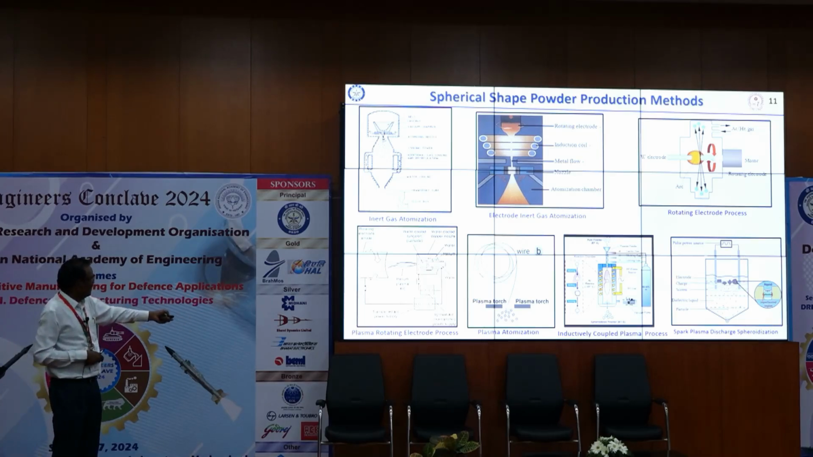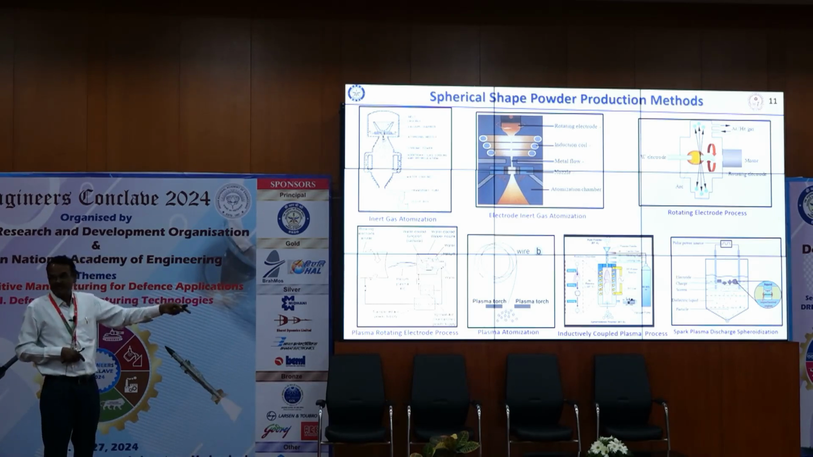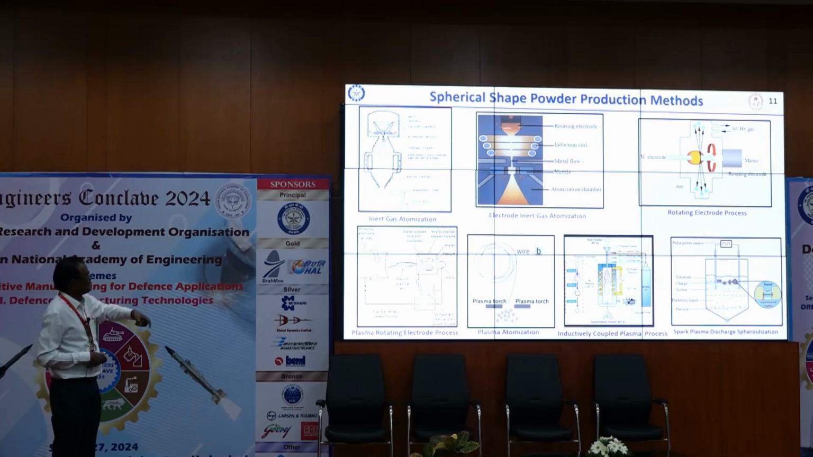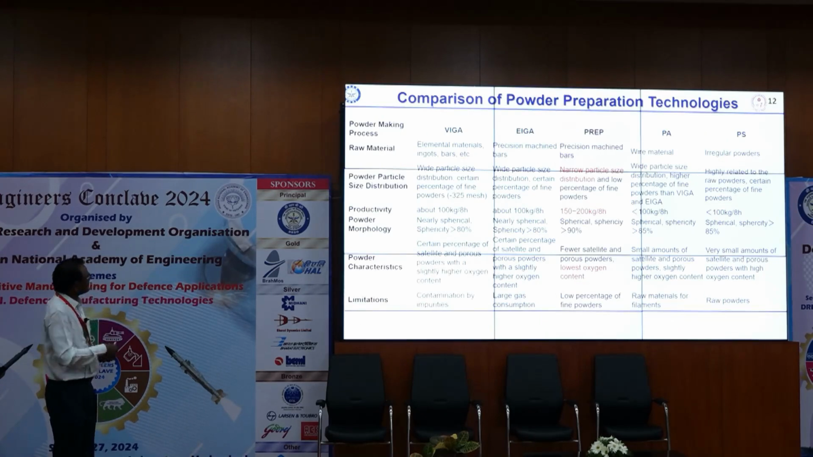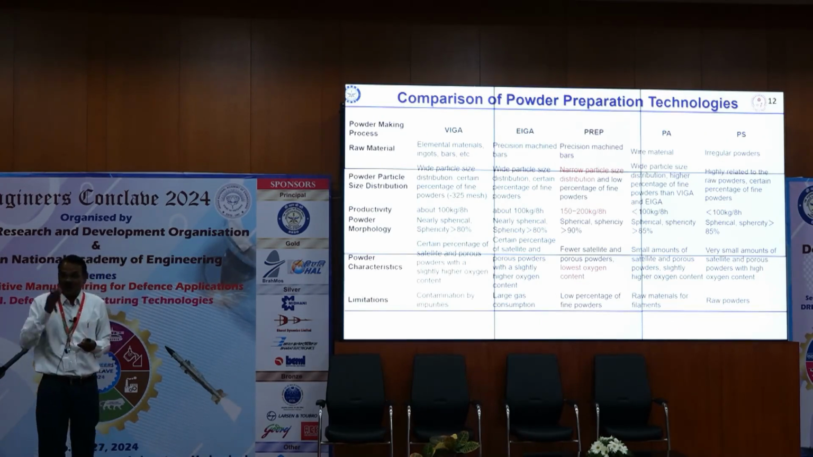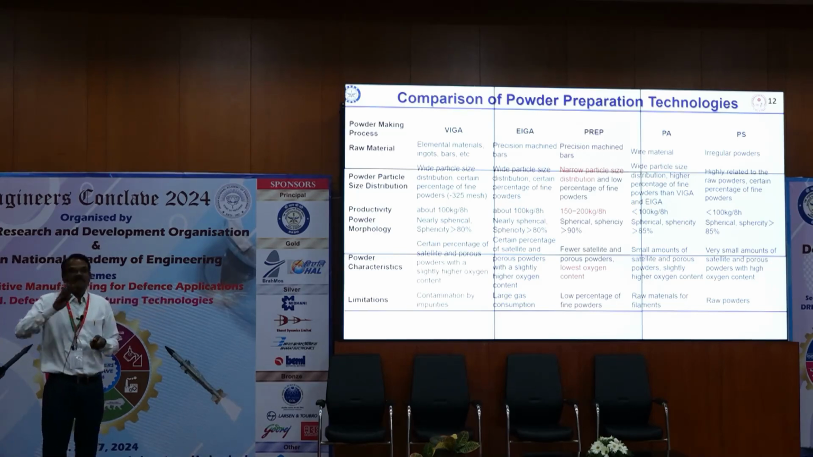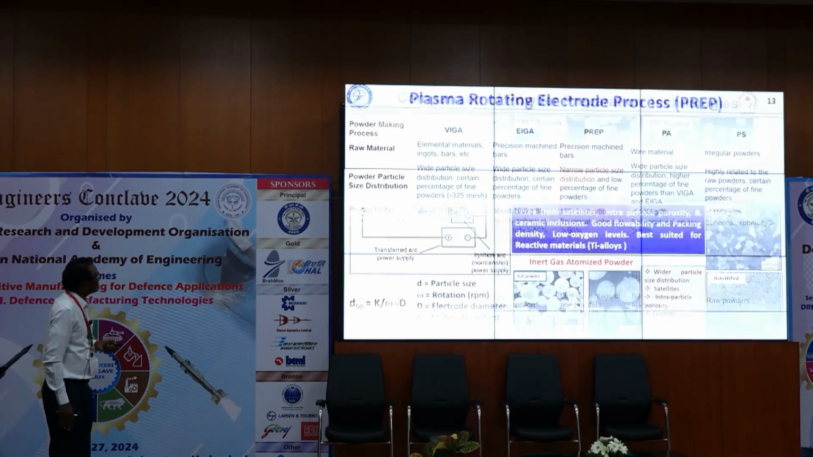That is by United States, but the Russians and some of the French people, they use the plasma rotating electrode process and similar other techniques. But when we compare all the techniques, which one is the prominent, which is more powerful, which can give the high quality powder, in that the plasma rotating electrode process, you can see productivity and powder morphology and oxygen levels, everything is far better than any other process.